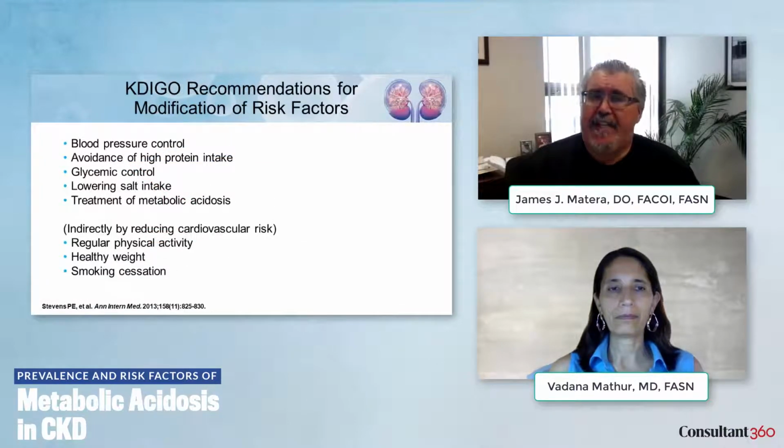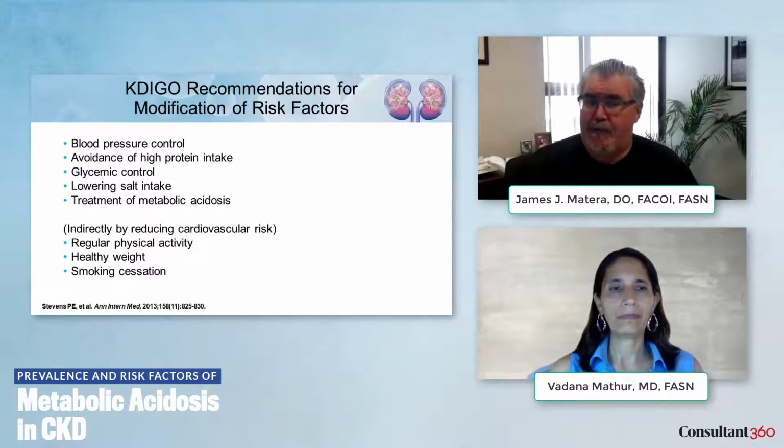Okay, so the KDIGO recommendations for modifying risk factors are pretty general. We've spoken a little bit about those. Certainly blood pressure control, and not only how you get to the goals or targets, but what you use to get there. Avoidance of a high protein intake in the diet. Glycemic control is more important than we thought. Lowering the sodium intake is of primary importance, especially in our patients who have comorbid conditions like congestive heart failure. And then treatment of metabolic acidosis has been getting a lot of attention recently.